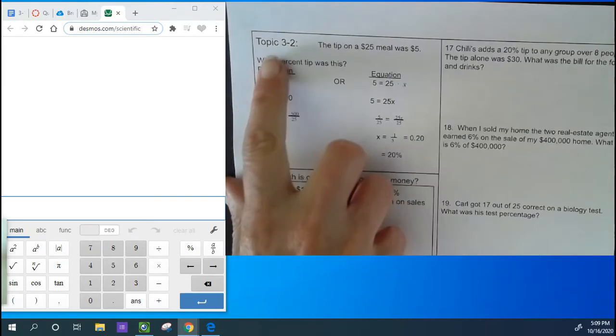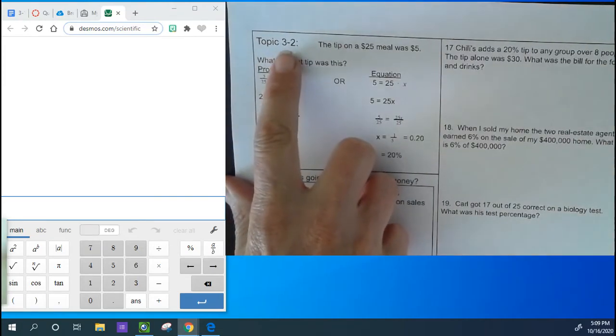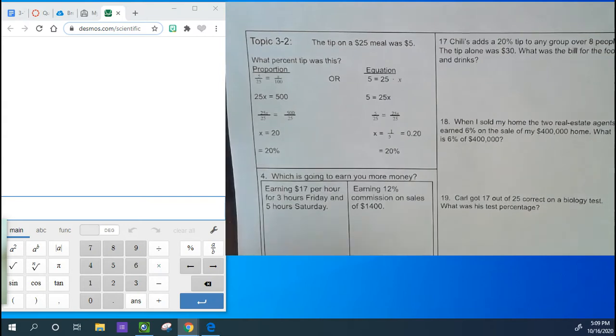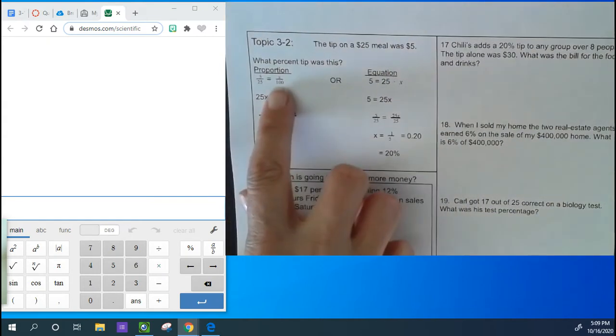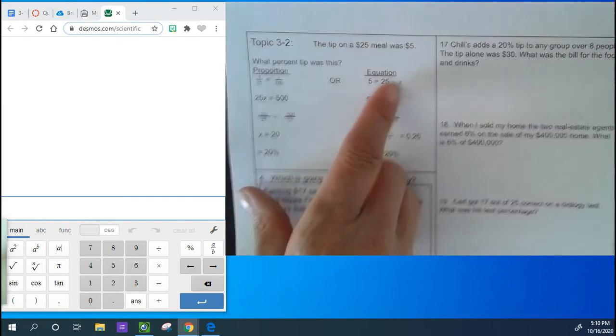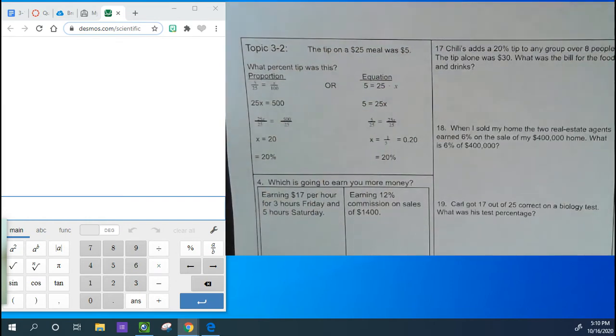Hi, we're going to do 3-2 today. This is still just dealing with percents. It's just applying it to a real world situation. And we went over proportions and equations last week. Looking over homework, it looked like about half of you were using proportions and half of you were using equations.